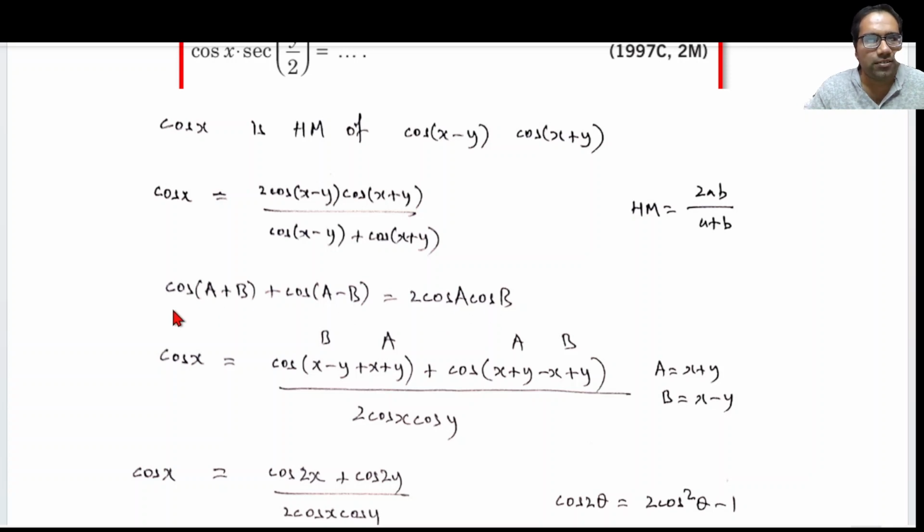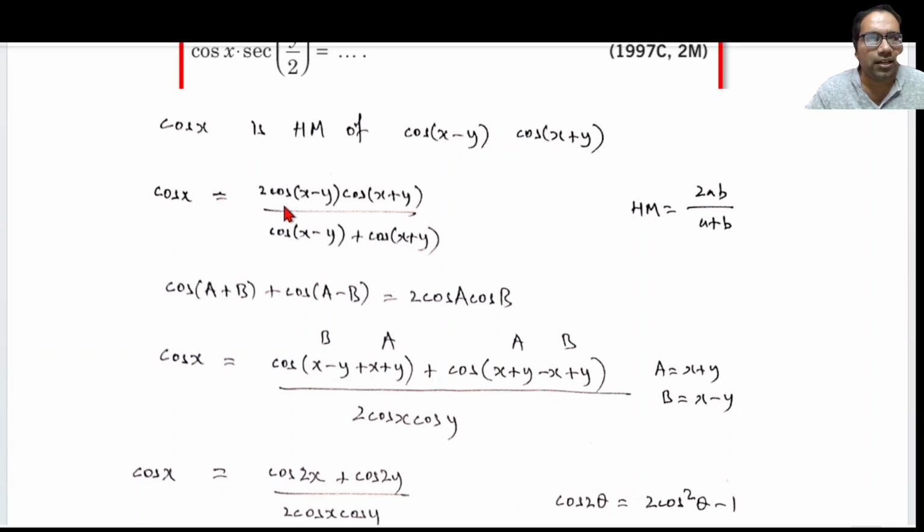Now let us use this formula in the numerator as well as the denominator. In the denominator, it is exactly the same: cos(x + y) + cos(x − y) should be equal to 2 cos A cos B, which means this is equal to 2 cos x cos y. That is the denominator.